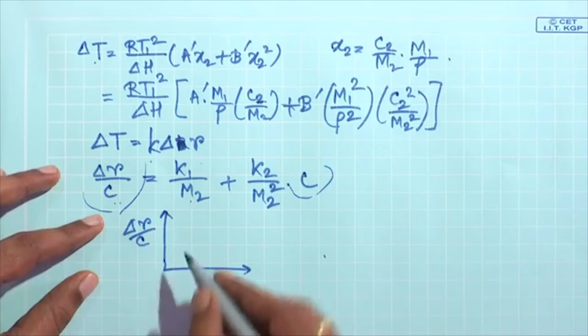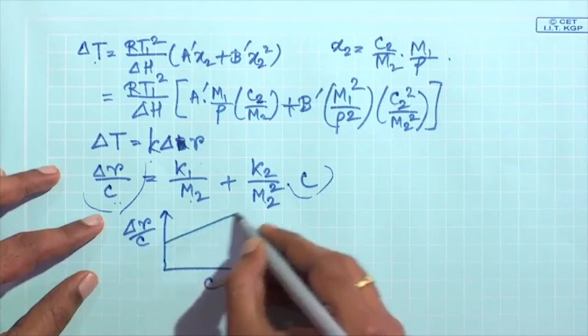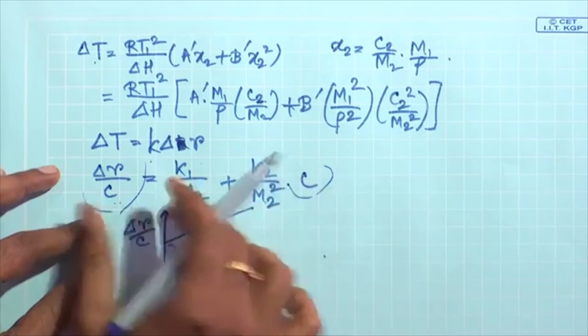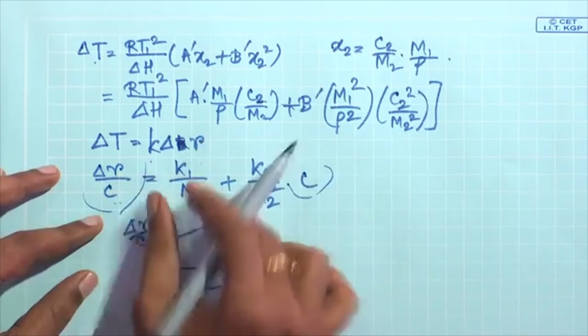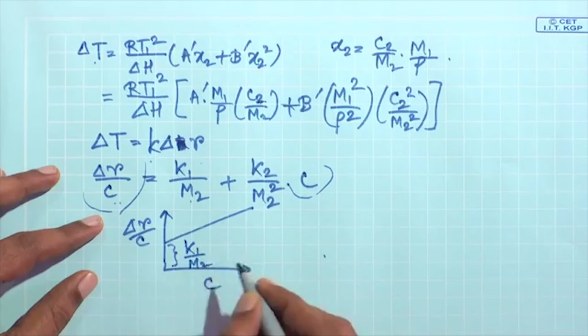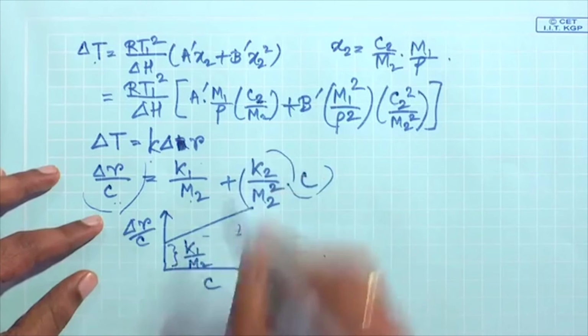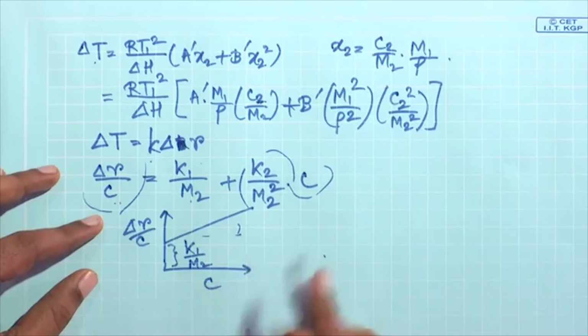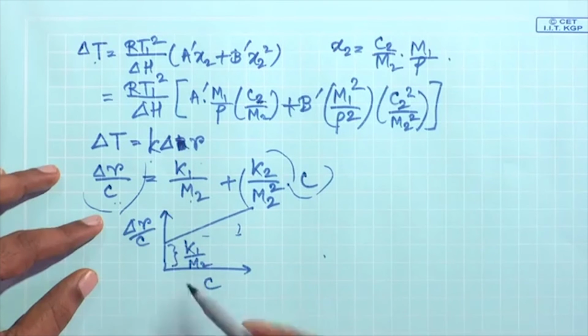So, you have a straight line here, and this intercept. This is of the form y equals mx plus c. So, this intercept is k1 divided by m2 and the slope will be equal to this. Now, what you have to do here: you do not know the value of k1. So, how can you determine the value of m2?